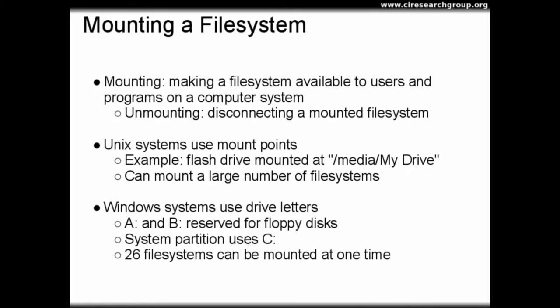On the other hand, Windows systems use drive letters, where the letter C is reserved for the system partition, the one on which Windows is installed, and A and B are reserved for floppy drives. Windows supports a maximum of 26 file systems to be mounted at once, simply because that's the number of letters that are available to assign to drives or to partitions.